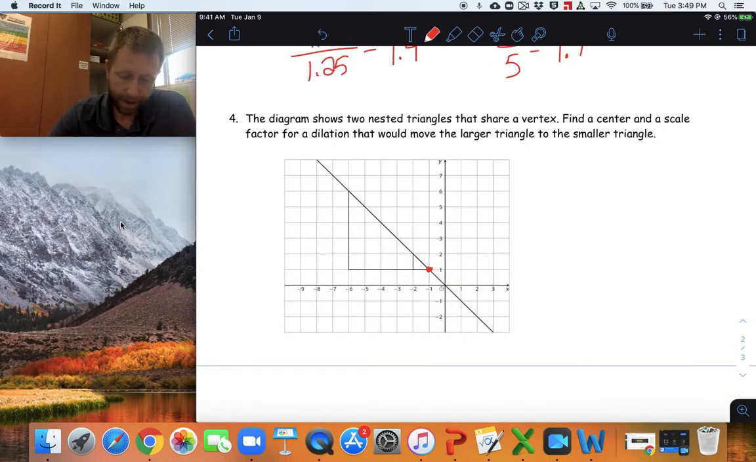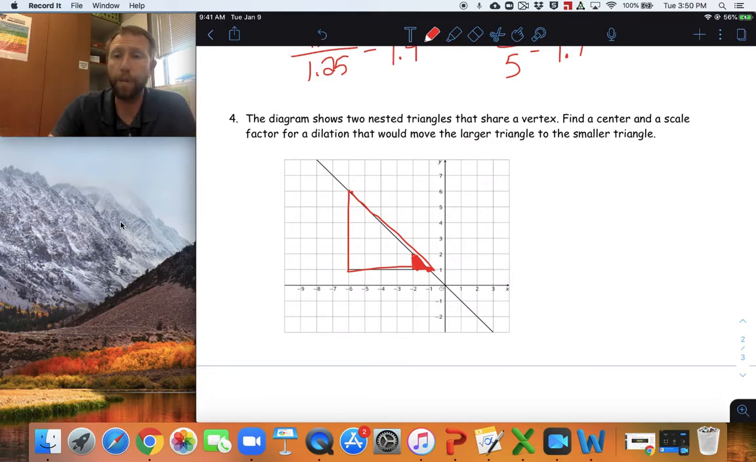It says find a center and scale factor for a dilation that would move the larger triangle to the smaller triangle. So we're going to dilate about that point. That will be what we dilate from, is right there, because that's where we want the point to stay, because we want to move the larger triangle to the smaller triangle. So let's look at this larger triangle. I'll highlight that one. It is this triangle here. The little guy, I'll shade him in so we can see him a little bit better. But the little guy is all the way in here.